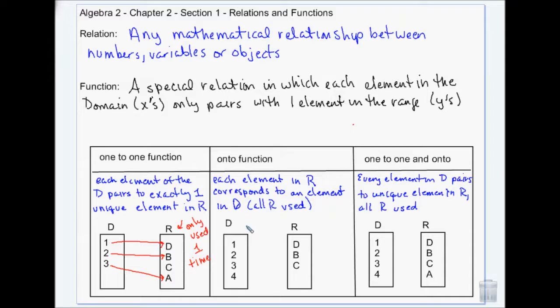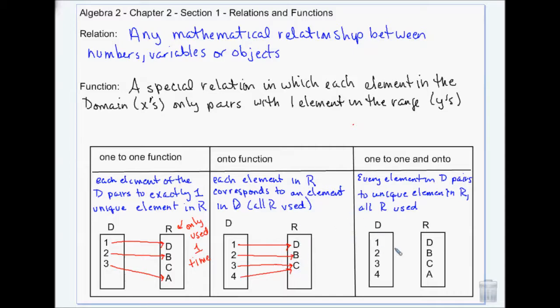Onto is when every range element is used up. So maybe 2 x's or 3 x's or who knows how many x's go to a different range. So this is not one-to-one because both 3 and 4 go to C, but all of the range is used up. We don't have any left over that aren't being used. Does that make sense?